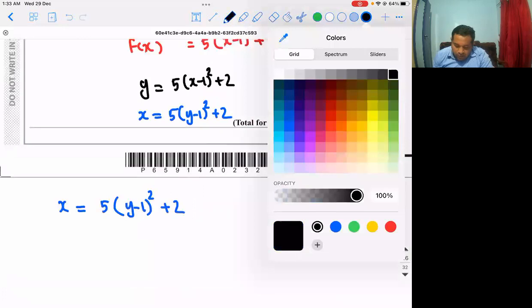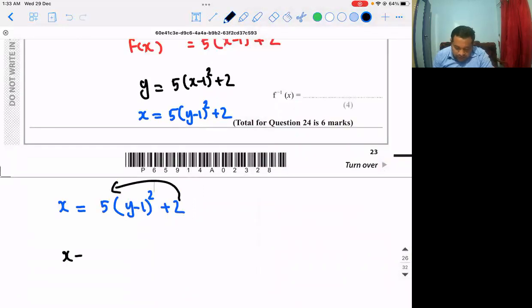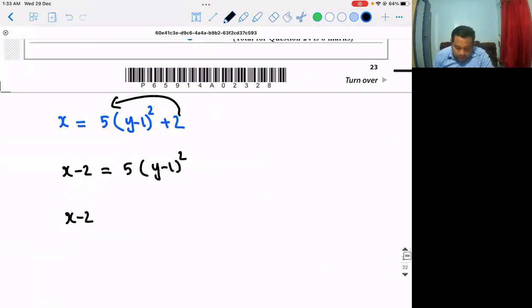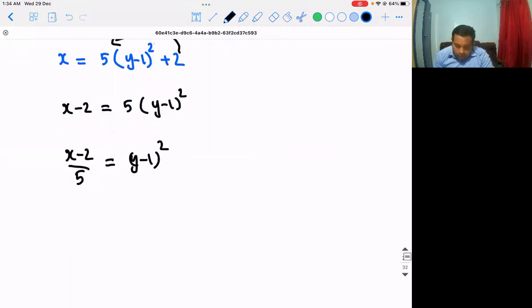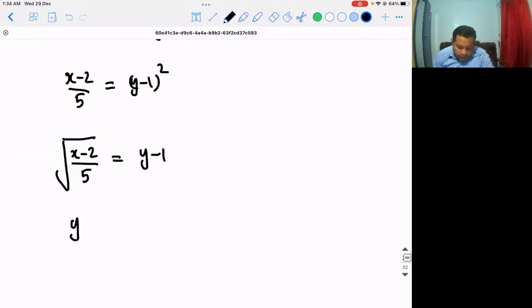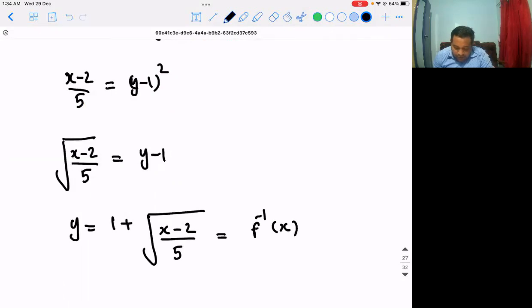My aim is to make y the subject. You can bring this 2 to the other side. X minus 2 is equal to 5 times y minus 1 whole squared. X minus 2 over 5 is equal to y minus 1 whole squared, because we need y, right? So take the square root. The square root of x minus 2 divided by 5 is y minus 1. Therefore, y is, you can bring this 1 to this side. So 1 plus root of x minus 2 by 5. And that is f inverse of x.